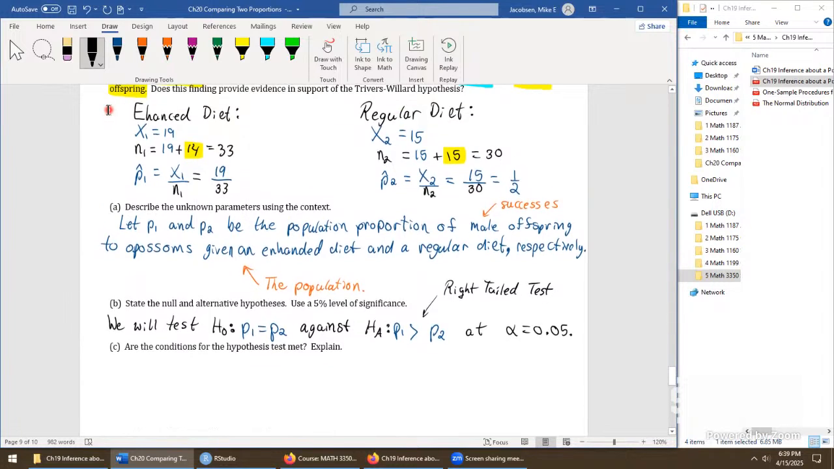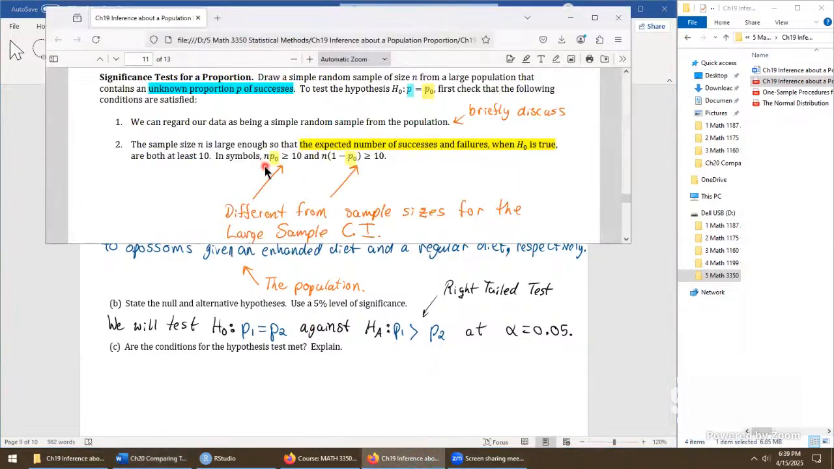Recall, it's not about expected successes. A big confusion because now in chapter 19, just a reminder, this is what you would do for your methods in determining if conditions are met. Take the sample size, the value from the null hypothesis, and just multiply like this. It's probably not even an integer. You'll probably get things like 12.35 and so on.